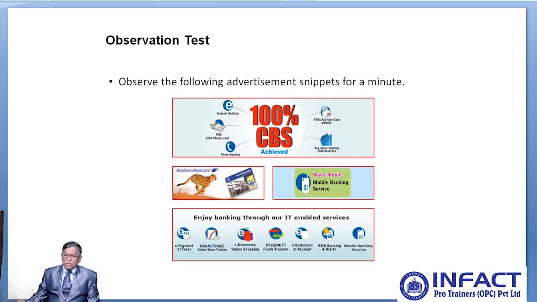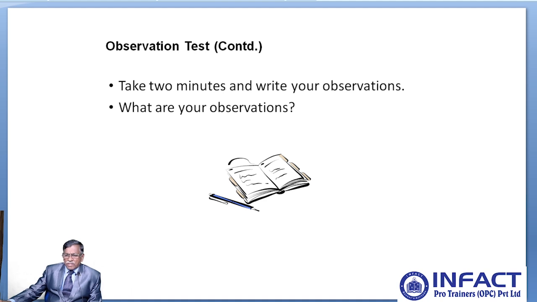Can you observe these advertisement snippets for a minute? There are 4 pictures. The first one talks about 100% CBS achieved. The second one shows an email just running. The third one is showing a mobile phone with some sentences. Finally, we have some services given through IT. Can you observe what it is? Take 2 minutes and write your observations. Can you tell me what your observations are?